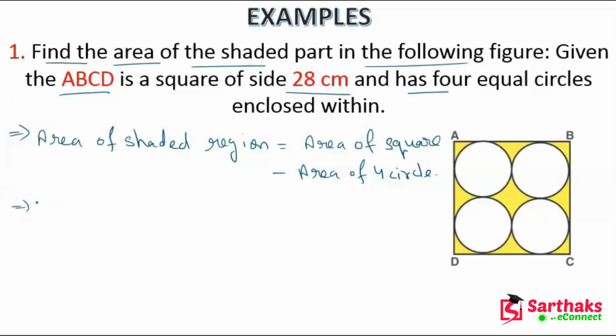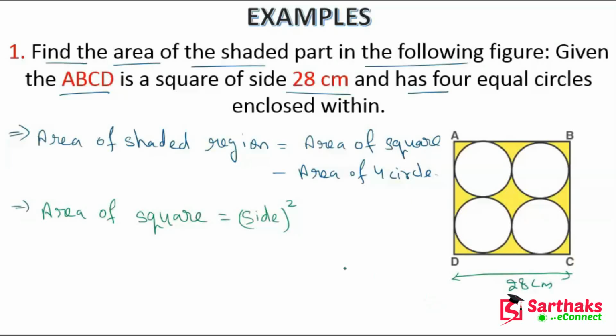Area of square is what? We know that the area of square is side square, and the side of this square is 28 centimeter. So 28 square, we get 784 centimeter square. So this is the area of square.